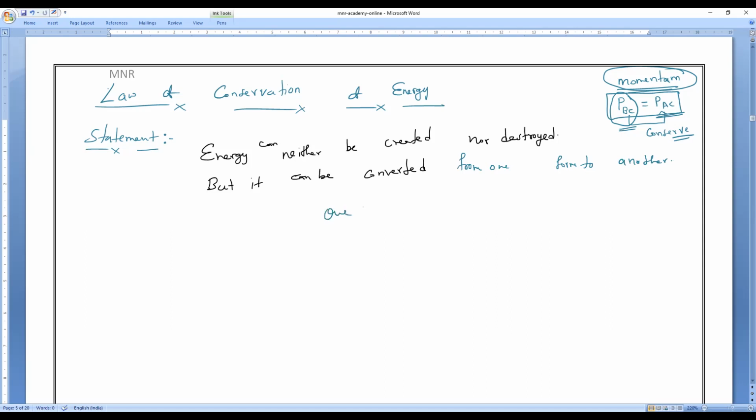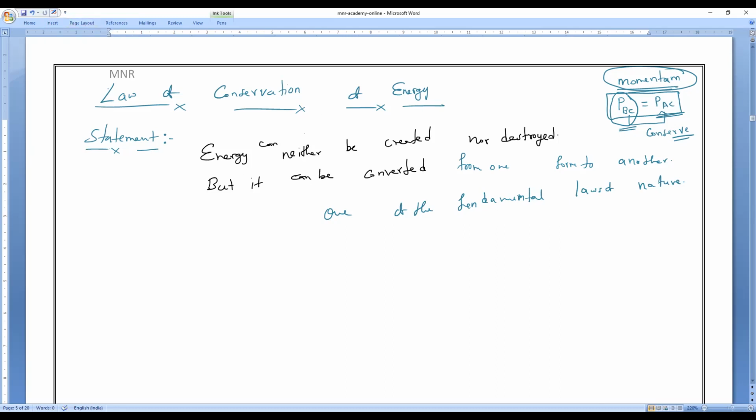And this is one of the basic fundamental laws of nature. One of the fundamental laws of nature means the law of conservation of energy. We also have the law of conservation of mass and the law of conservation of momentum. All the statements will say the same.